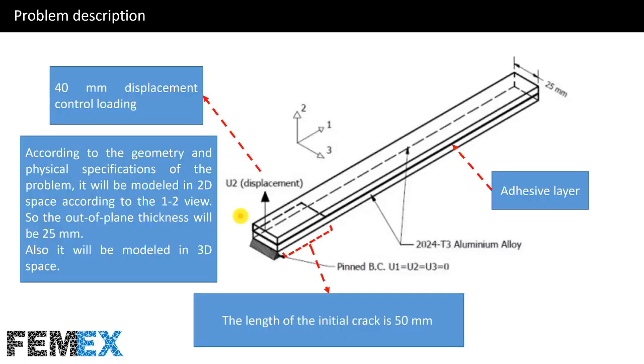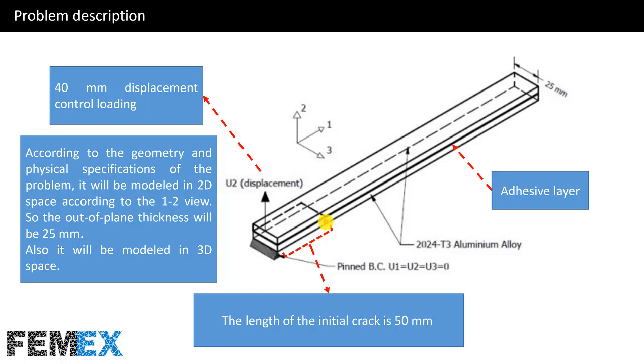Now I want to talk about problem description. This is the geometry of the DCB test. And here on this edge, we will apply the displacement control loading, and here we have the initial crack, and here we have the adhesive material, and here we have the pinned boundary condition, and the length of the initial crack is 50 mm.